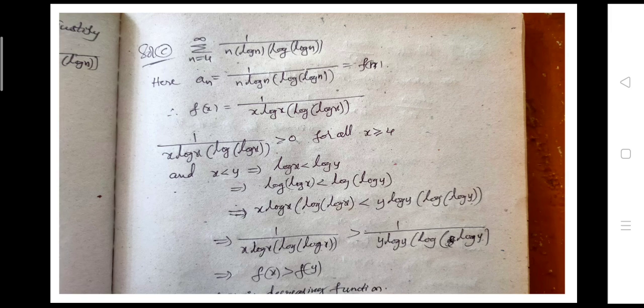Solution C. Sigma n is equal to 4 to infinity 1 by n into log n log of log n. Here this is equal to f of n, and here a n is equal to 1 by n log n into log of log n is equal to f of n, and therefore what is f of x? Here f of x is written the same as f of n, that is f of x is equal to 1 by x into log x log of log x, and 1 by x log x into log of log x is greater than 0 for all x greater than or equal to 4.